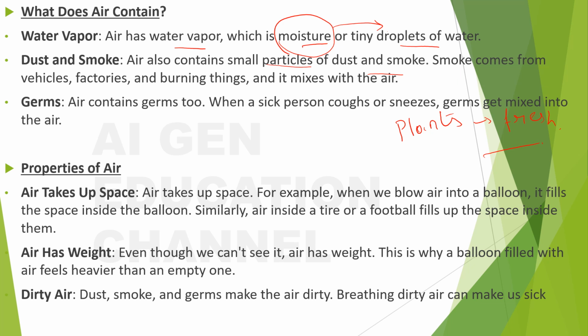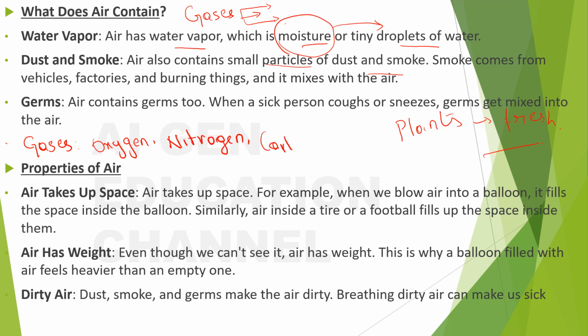As I have mentioned again, air is a mixture of many gases, right? So if you keep on learning more about air, you will have to know about all the gases that are also present in the air. So you'll have so many gases: water vapor, dust and smoke, germs, right? Here I'll just mention that there are so many other gases too, like oxygen, nitrogen, then carbon dioxide. All these gases and many other gases will also be there in the air.